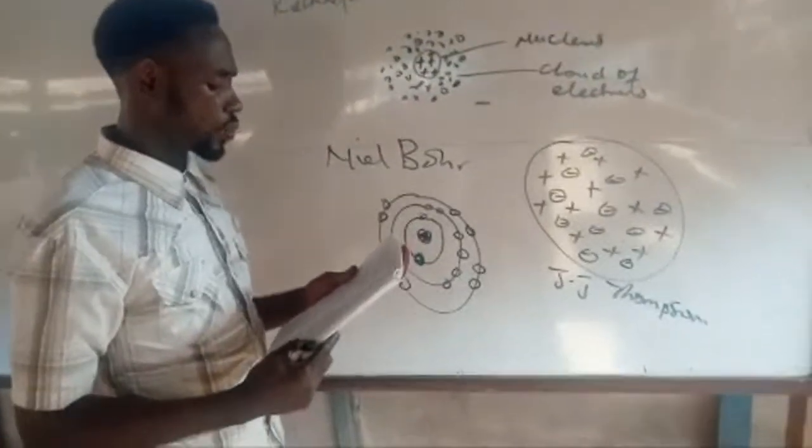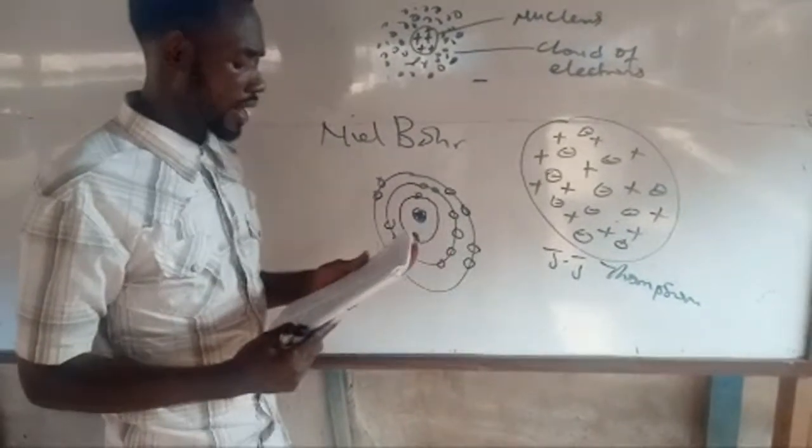Then they said, distinguish between the atomic number and the mass number of an element.